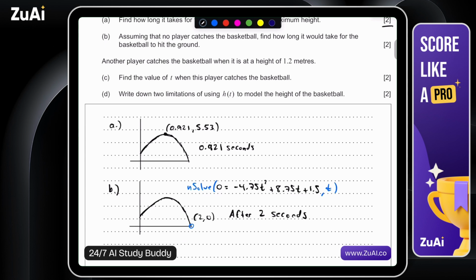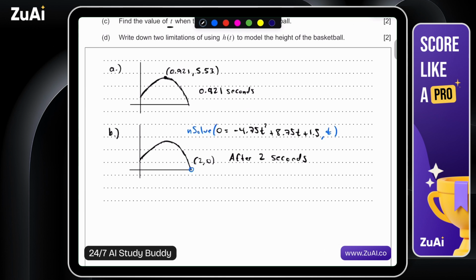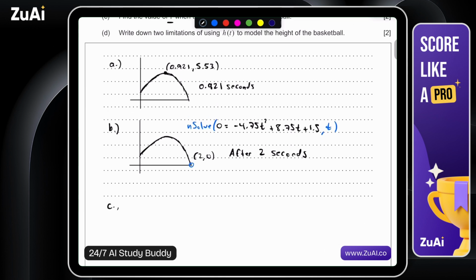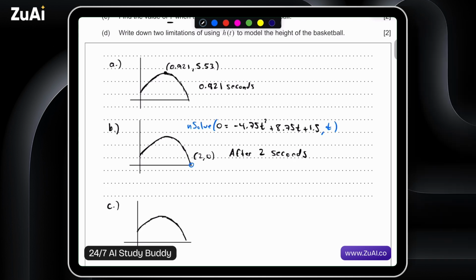Another player catches the basketball when it is at a height of 1.2 meters. Find the value of t when this player catches a basketball. Okay, so here we are. Here's our function once again, and I think this is a great question just to continue to solve graphically, just to show what's going on here. So here's our basketball height as a function of time.